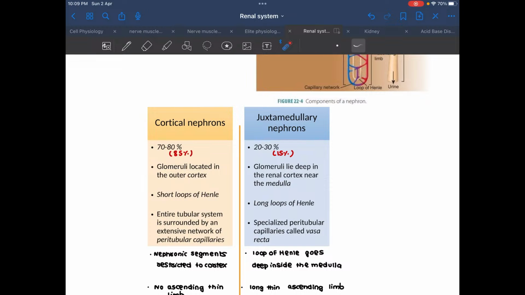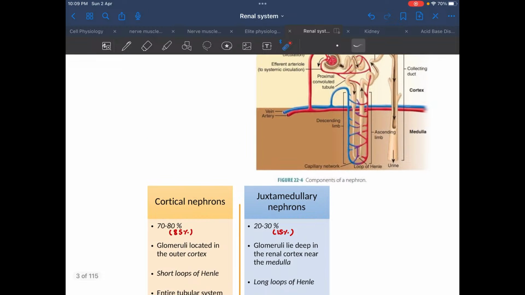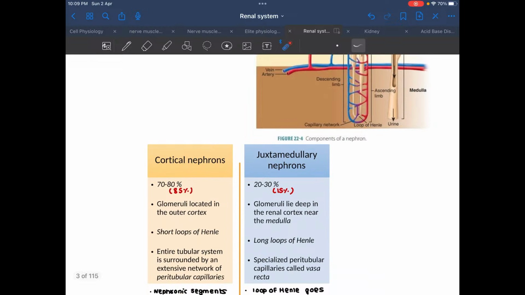Cortical nephrons have a very short loop of Henle. They do not extend deep into the medulla, and so all of these nephronic segments of the cortical nephron are restricted to the cortex. And one more difference between a cortical nephron and a juxtamedullary nephron is there is no thin ascending limb, which we discussed over here, that we might have a thin ascending limb over here. So this might be a cortical nephron.